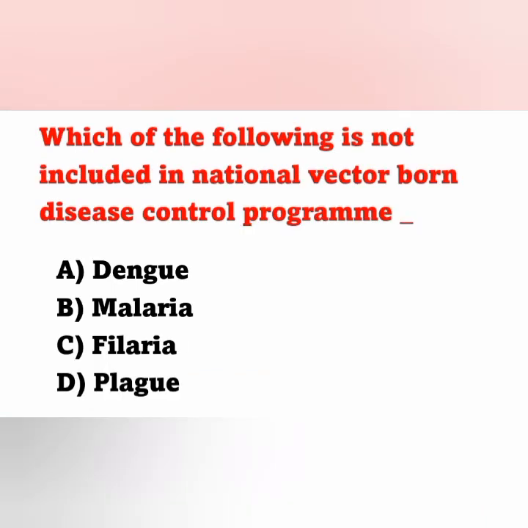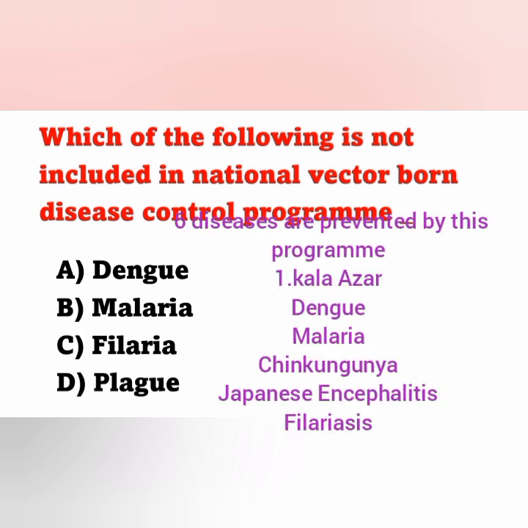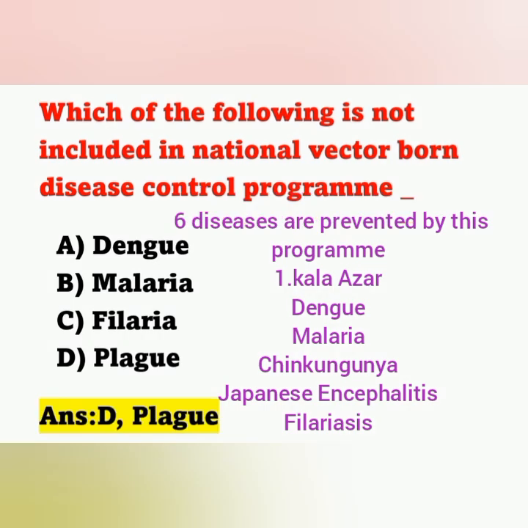And the next question, which of the following is not included in the National Vector-Borne Disease Control Program? Option A dengue, option B malaria, option C filaria, option D plague. Mainly 6 diseases are covered by this program: Kala-Azar, dengue, malaria, chikungunya, Japanese encephalitis and filariasis. Plague is not there. So the correct answer is option D.